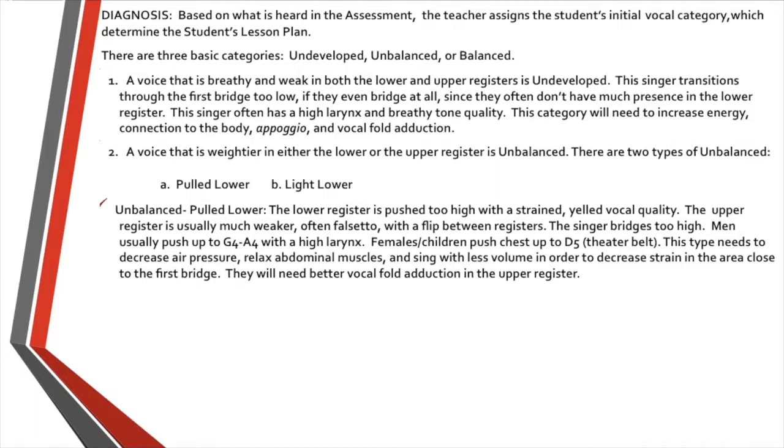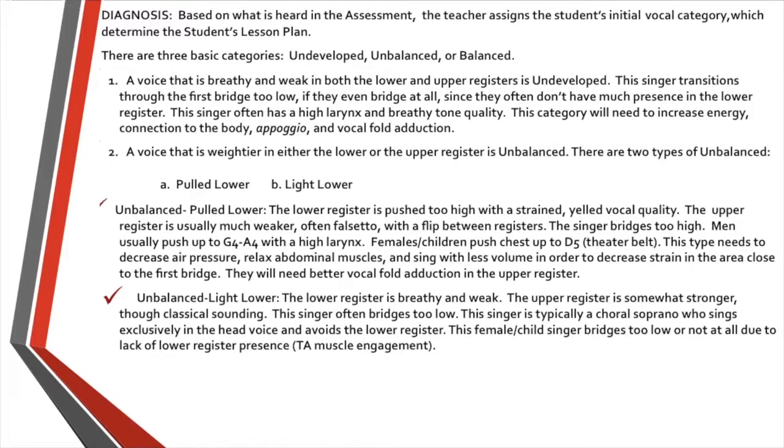Men usually push up to G4 to A4 or higher with a very high larynx. Females and children push their chest voice up to D5 with a theater belt. This type needs to decrease air pressure, relax abdominal muscles, and sing with less volume in order to decrease strain in the area close to the first bridge. They will need better vocal fold adduction, however, in the upper register.